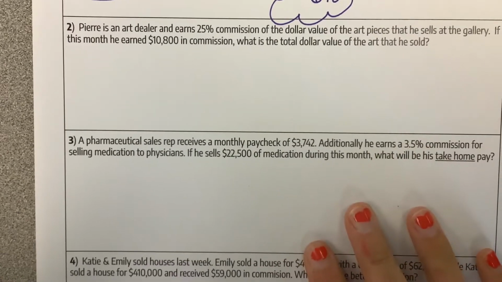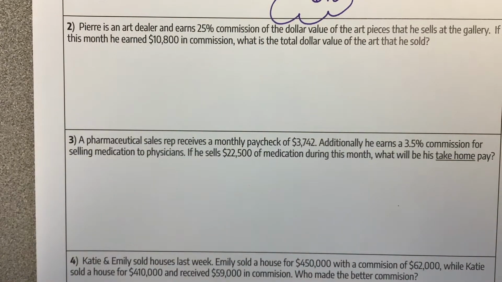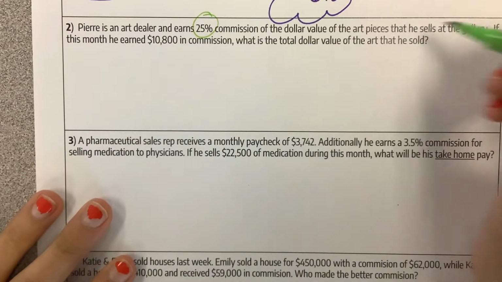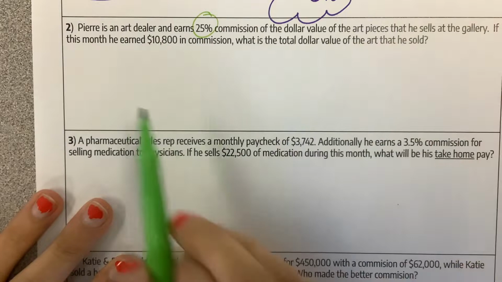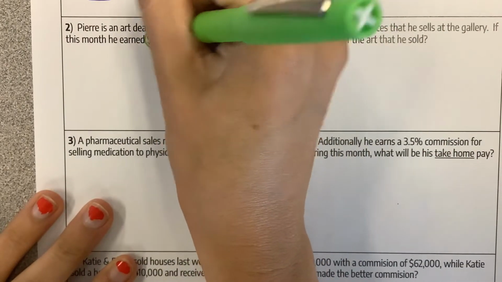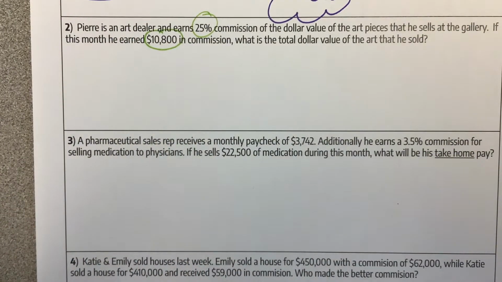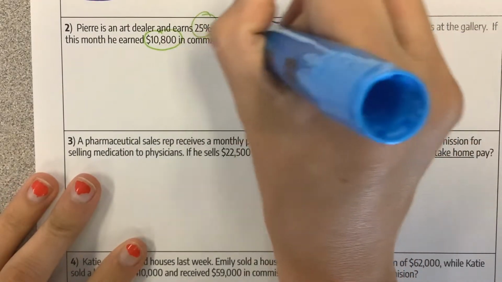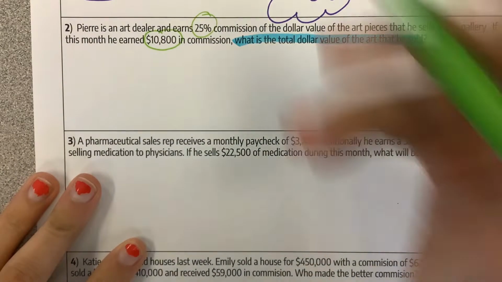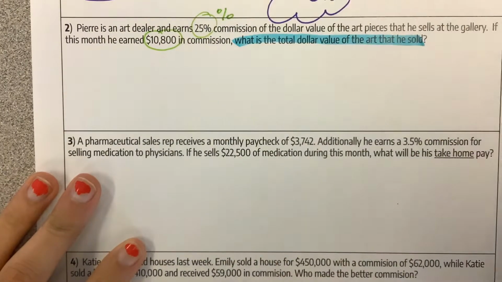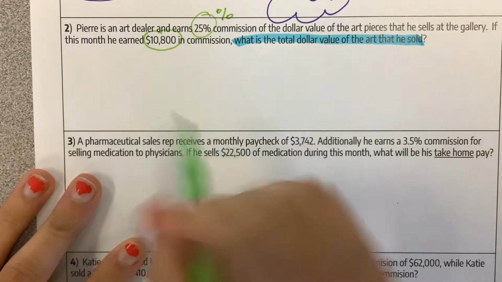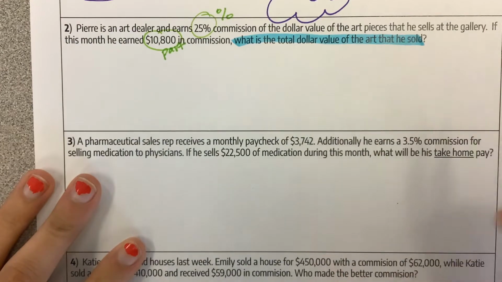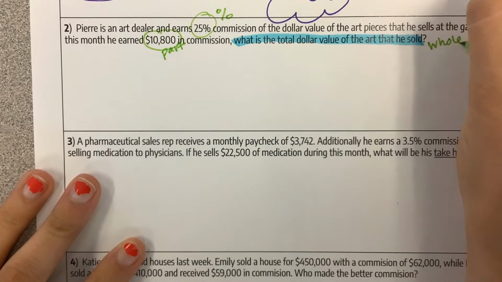Okay, number 2, Pierre is an art dealer and earns 25% commission of the dollar value of the art pieces that he sells at the gallery. If this month he earned $10,800 in commission, what was the total dollar value of the art that he sold? So the 25%, that is our percentage that we're plugging in. The commission that he earned is the part. What is the total dollar value that he sold? That is the whole that we are solving for.